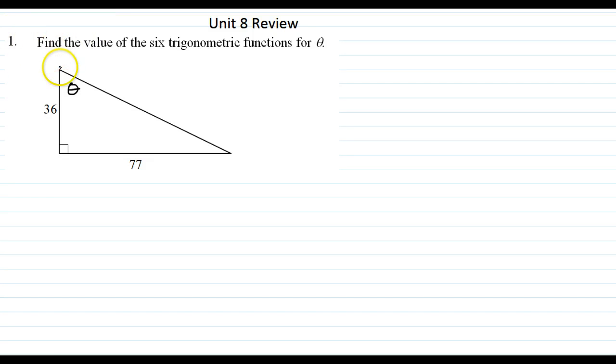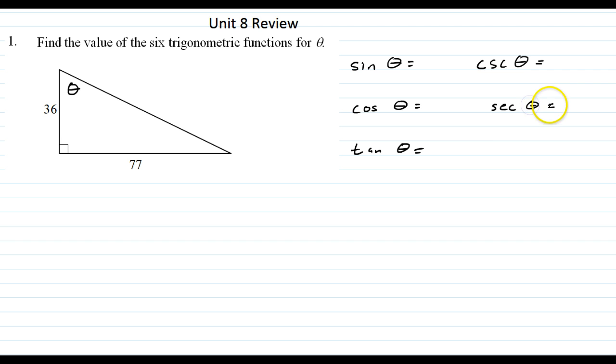Alright, let's look at number 1. Find the value of the 6 trigonometric functions for theta. So we're going to find the sine of theta, the cosine of theta, the tan of theta, and then the cosecant of theta, the secant of theta, and the cotangent of theta.